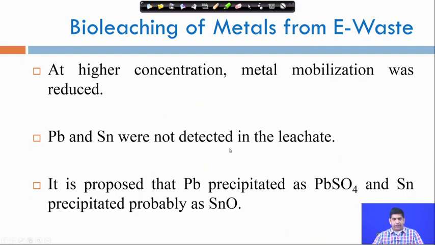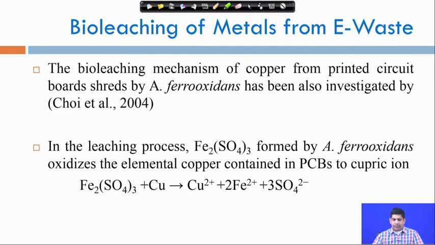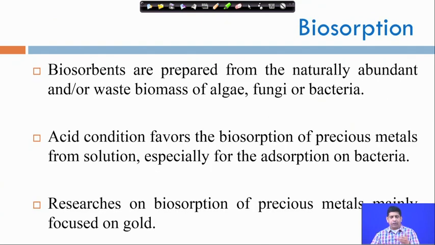Lead and tin were not detected in the leachate, so lead could not come out. It was possibly lead became precipitated out, and tin also got precipitated out, so it did not come into solution at that particular pH. So, for the copper from the printed circuit board, that also has been looked into by some researchers. So, here iron sulfate formed using that bacteria, ferrooxidants oxidizes the element copper from PCBs to the cupric ion. So, those are the way it has been already talked about.